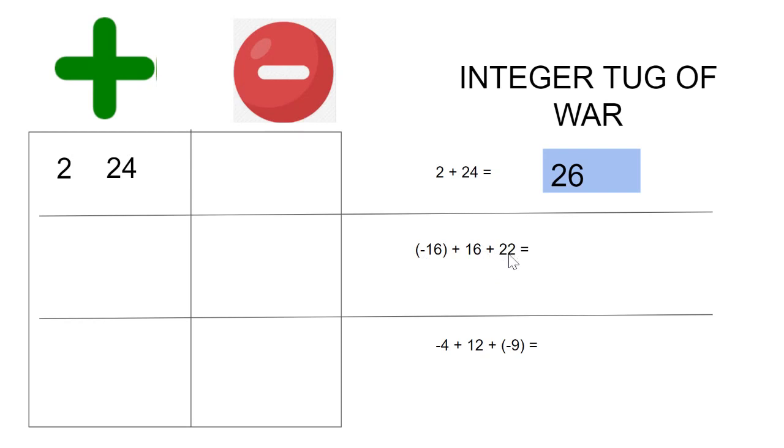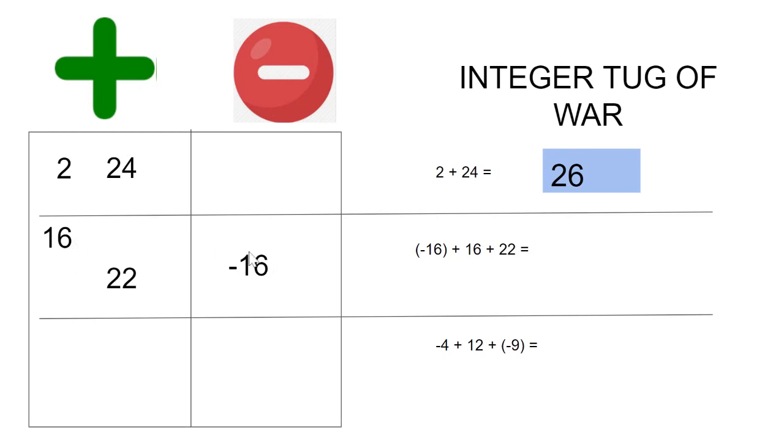Now we have 3 numbers. Same rules apply. Negative 16 goes on the negative team. Positive 16 goes on this side. And 22 also goes on the positive team. So there's a few different ways to look at this. You can see that you want to find the total value for your positive side. So you could add up 16 plus 22 and get 38.